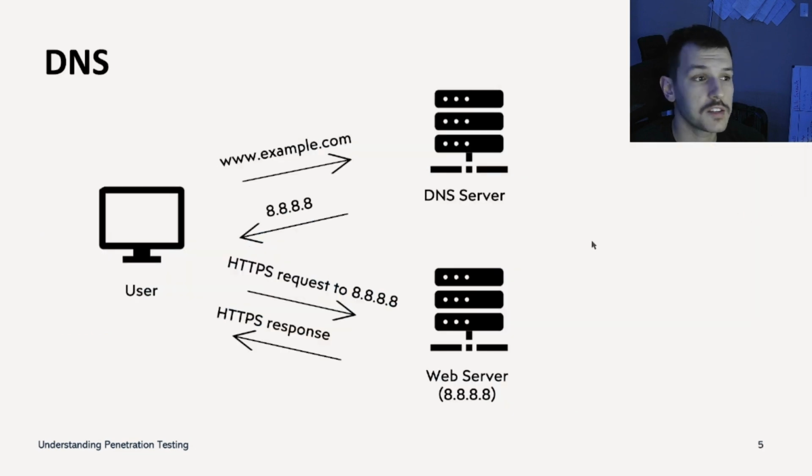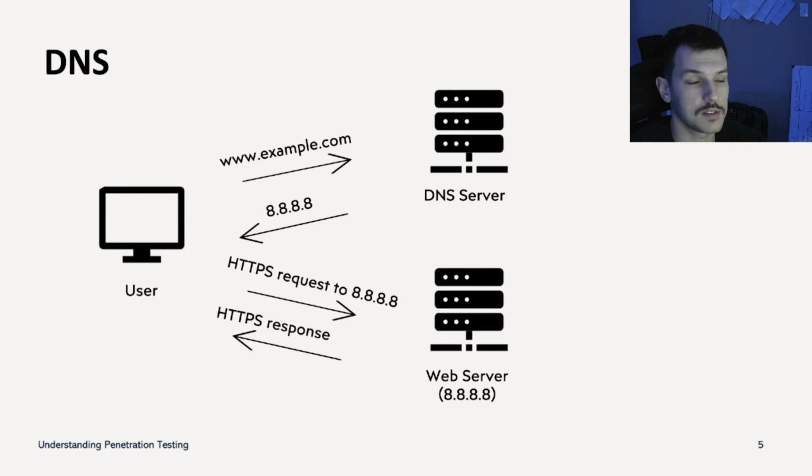So here's a DNS diagram that I quickly put together. So let's think of the DNS protocol as a phone book. DNS acts much like a phone book for the internet. So when you type in a domain name like example.com, the DNS server translates that into an IP address like 8.8.8.8. And then that computer or user will use that to identify each other over the network, the domain name and the IP address.